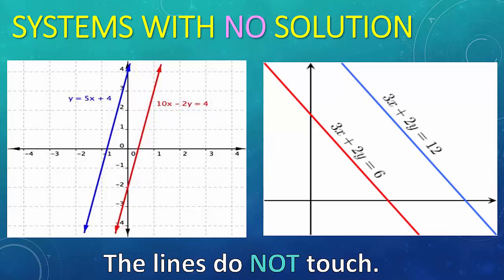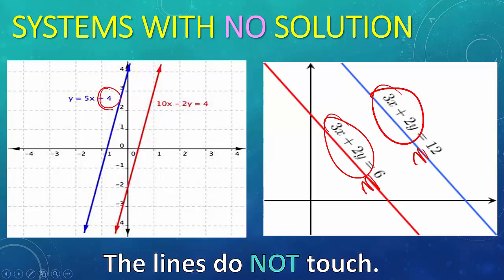So, graphically speaking, systems with no solution do not intersect on a graph, meaning the lines are parallel. The lines don't touch at all, because remember, for there to be a solution there would have to be a point of intersection, and there's not. Notice, if you look at this and this, the equations are identical. What's different is what they're equal to. If you were to put these in slope-intercept form, they'd have the exact same slope, but the y-intercept would be different. Same with this. If you rearrange this, you would come up with this, but this number would be different.